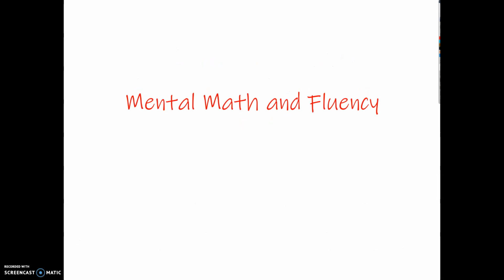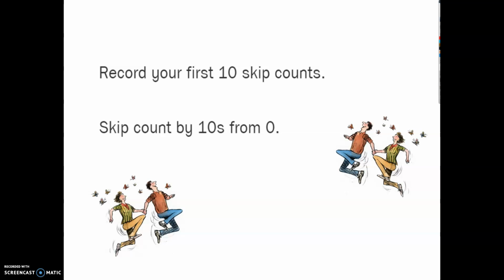Okay, now that you're back, we're going to start with some mental math and fluency. We're going to do some skip counting again. And you can record your skip counts on your whiteboard if you want to. We're going to skip count by tens, and we're going to start from 0. And we'll do our first 10 skip counts. All right, so 10, 20, say it with me, 30, 40, 50, 60, 70, 80, 90, 100.